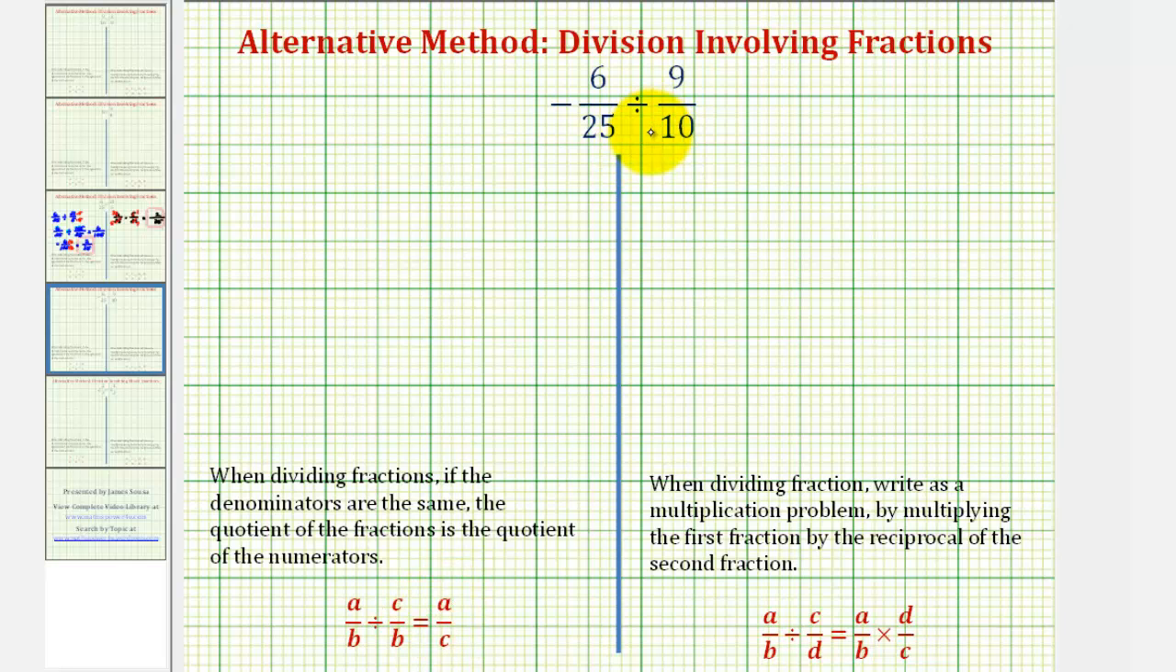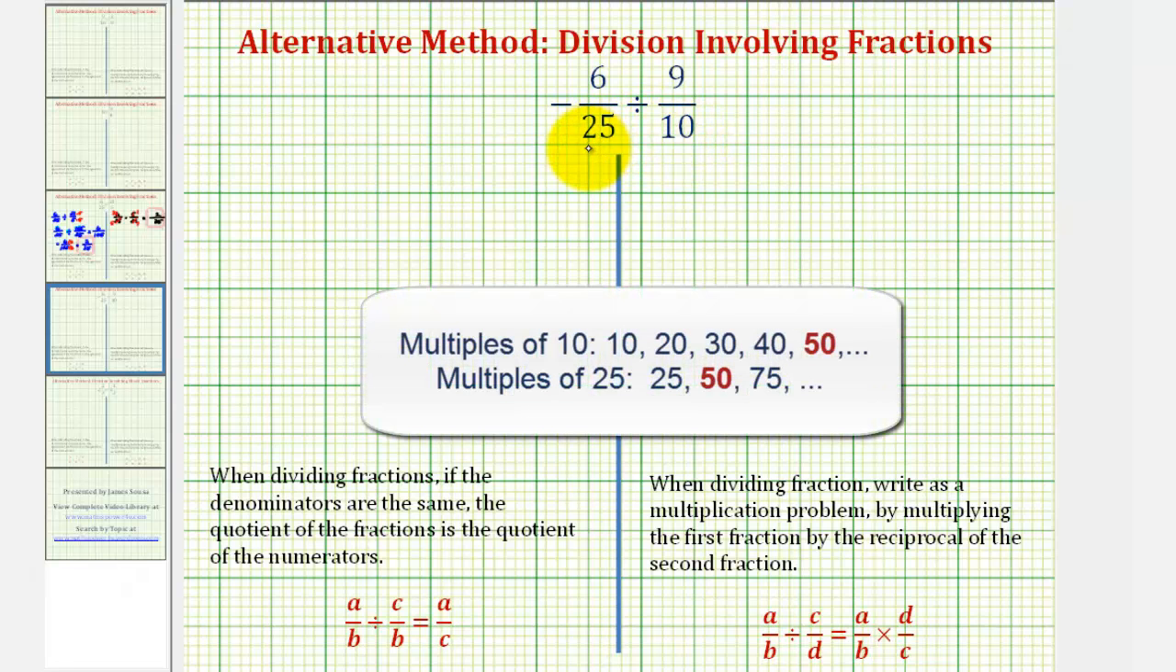And we'll also find the quotient using the traditional algorithm, where instead of dividing by c over d, we'll multiply by the reciprocal, which would be times d over c. So for the alternative method, we'll start with the original problem and determine the least common denominator, which should be the least common multiple of 25 and 10.